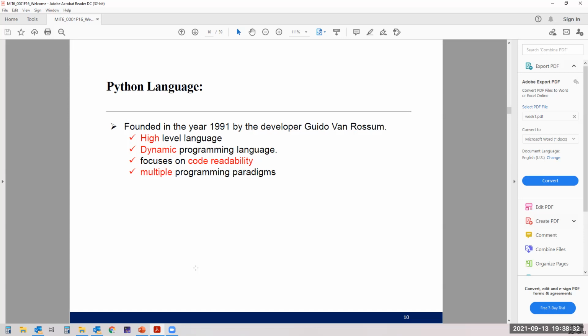Python is considered a dynamic programming language. If you are in software engineering or computer science, you will have a course called comparative programming languages, and then you'll know static programming and dynamic programming, and the difference between them. But with our course, since it's an introductory one, we just have to know that Python is a dynamic programming language. It focuses on code readability. So one of the main or amazing properties of Python is its focus on code readability. The code is readable and easy to understand. Multiple programming paradigms are implemented within Python.